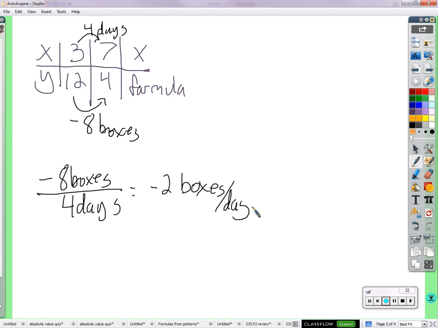On day 3, we still had 12 boxes. We can use that to figure out how many boxes are left anywhere down the line. Anywhere we want to look into the future, we can decide that, knowing that we're going to lose 2 boxes a day. Okay, so let's try that for maybe day 10. I don't want to go too far away. Day 10. So how can I use this information and this information to figure out how many boxes I still need to deliver on day 10?